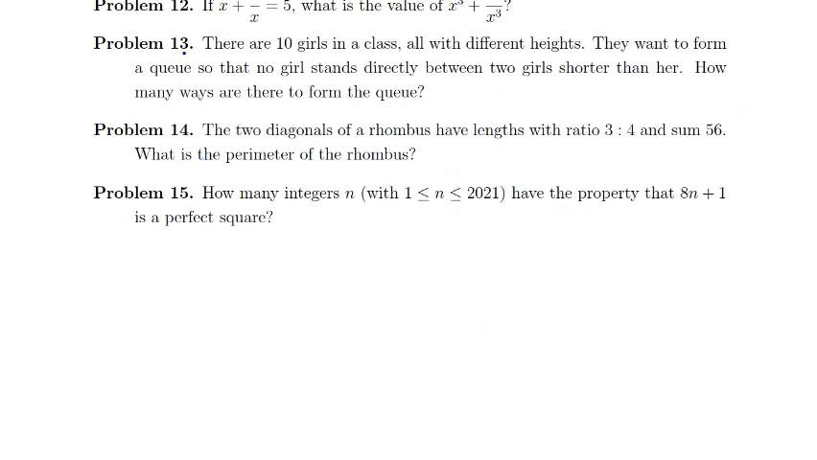Okay, junior problem number 13, part C, which is problem number 3 of part A of senior. And the problem says what? There are 10 girls in a class, all with different heights. They want to form a queue so that no girl stands directly between 2 girls shorter than her. How many ways are there to form the queue?